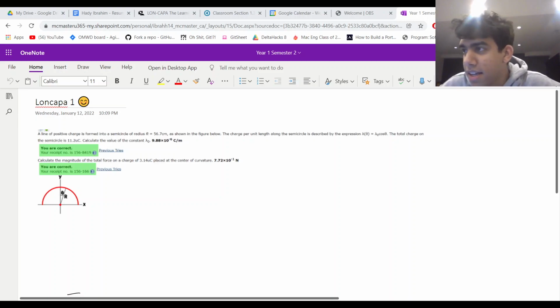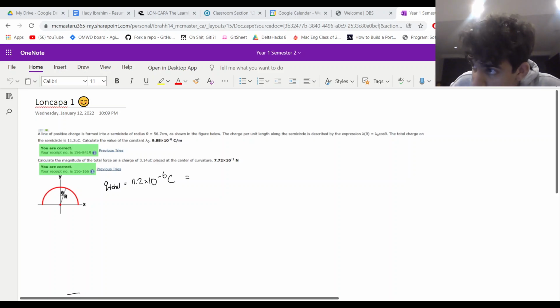LONCAPA 1. To start, we need to find out how to equate the entire charge of the whole semicircle. The way to do this is first, let's write our Q total. We know that our Q total is 11.2 times 10 to the negative 6 Coulombs. And Q total is actually also the integral of delta Q.